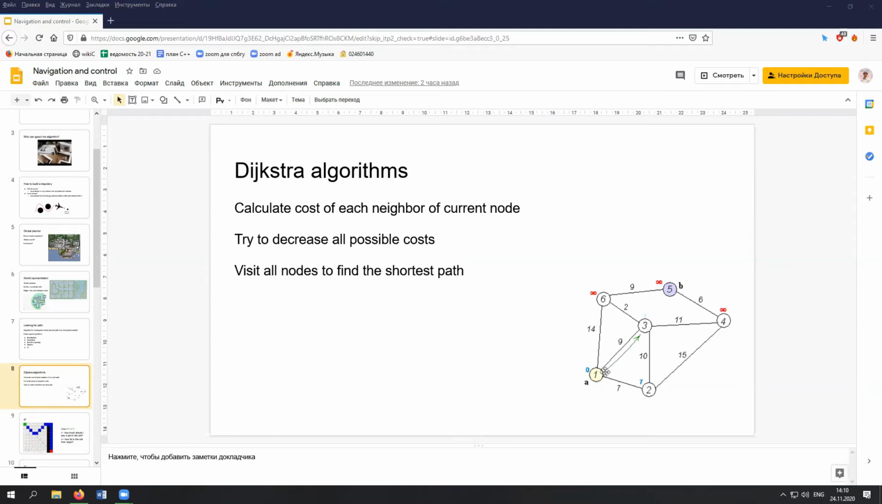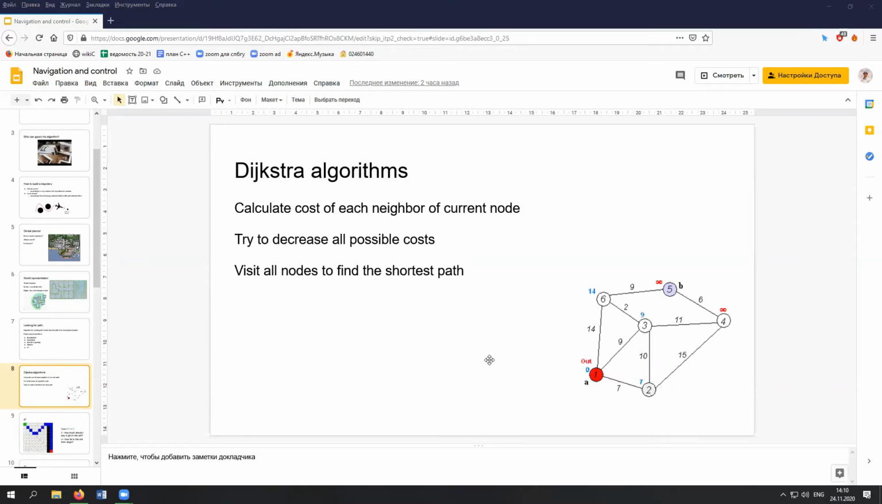For example, if you want to build the path from position 1 to position 4, it should consider this way, this way, this way, and all the possible ways, and it should calculate all the possible weights to find which of them is cheaper. Yeah, so here, for example, it found that moving from 1 to 6 for 14 is more expensive than moving first to 3 and then to 6 for 11, and so on. In the end, it will build the shortest path.